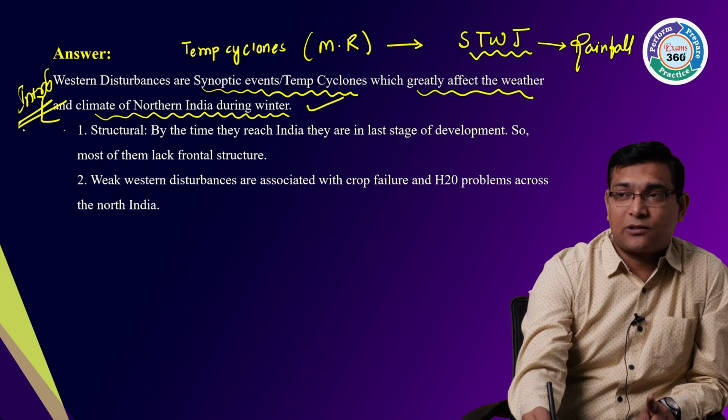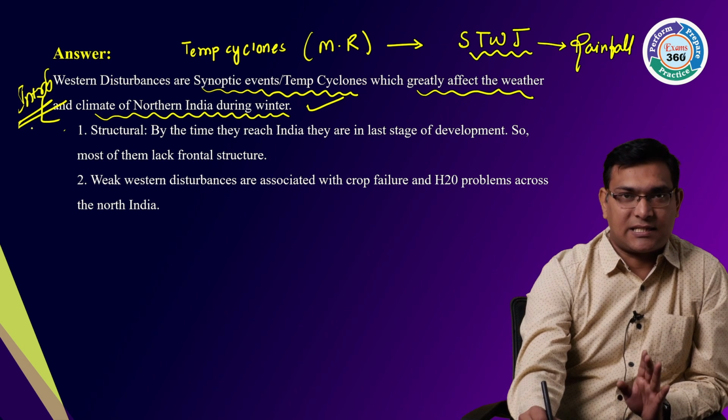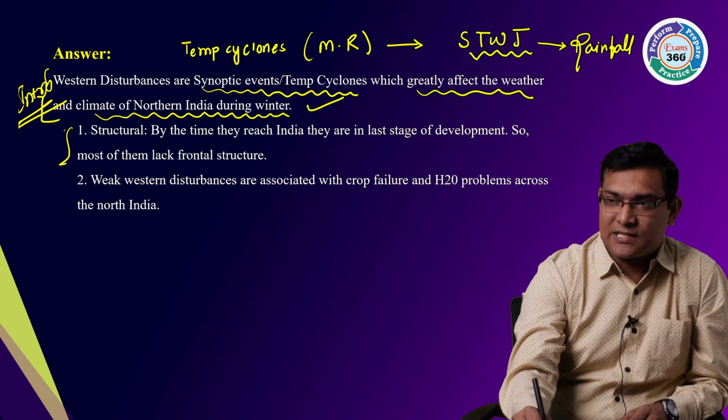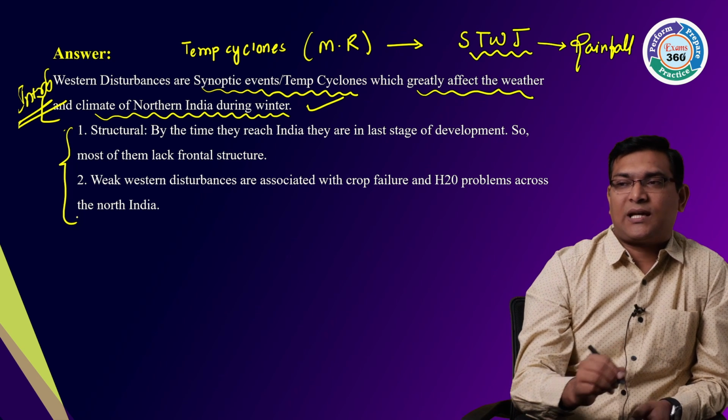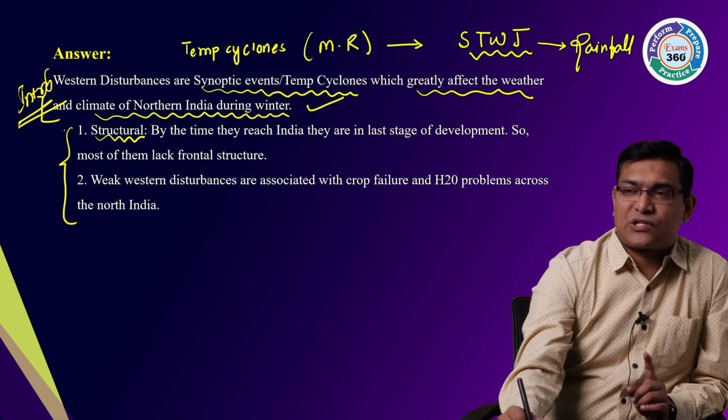Now what is the question? Question is examine the characteristics and distribution. Now we have to write the characteristics of what? Characteristics of western disturbances, right? So what are the characteristics? See, structural character. First is structural.